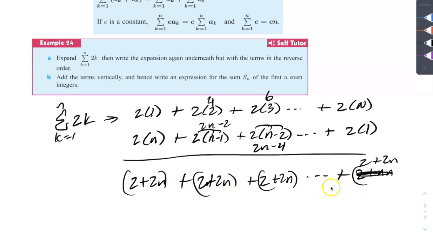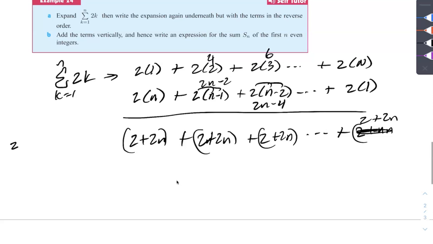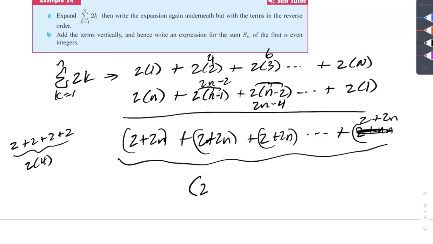Now, I want to add all these up. Now, how does this work? Keep in mind what happens when you add up, let's say, 2 plus 2 plus 2 plus 2. Another way to write this is 2 times 4, right? Because you're adding the same thing 4 times. So 2 times 4 is 8. That's the idea. So here, we're writing 2 plus 2n, n times, right? Because we're going from 1 all the way to n. So like that.